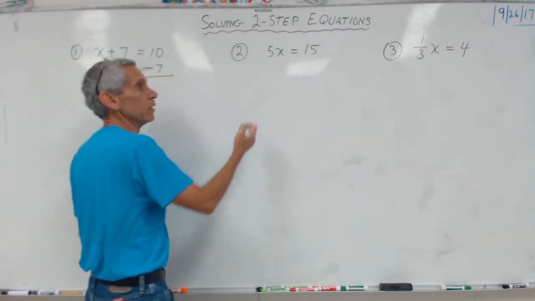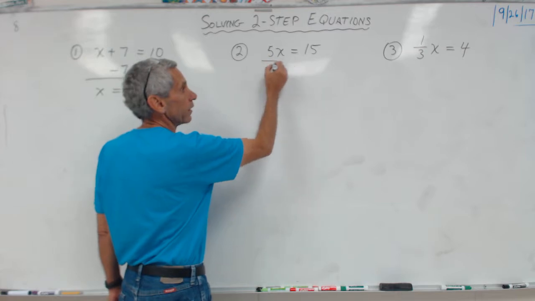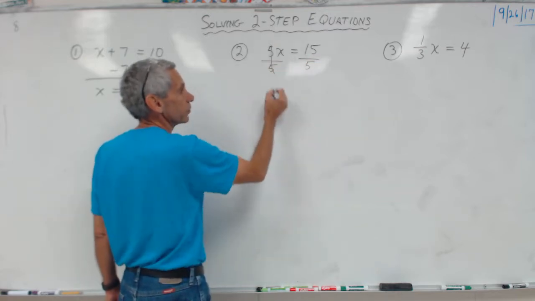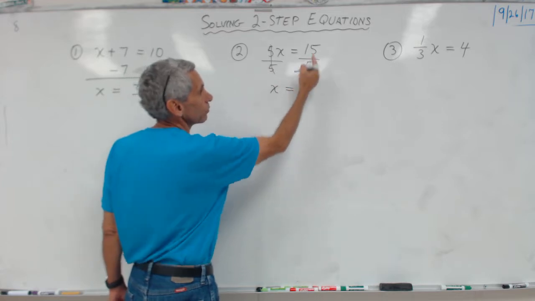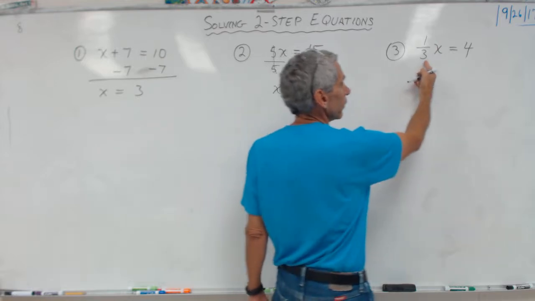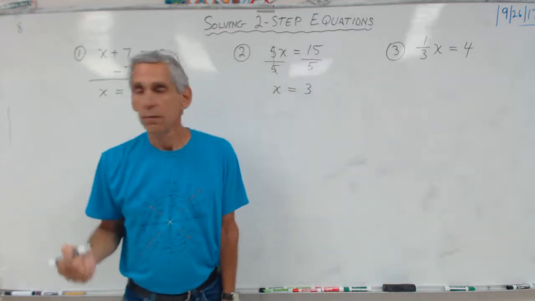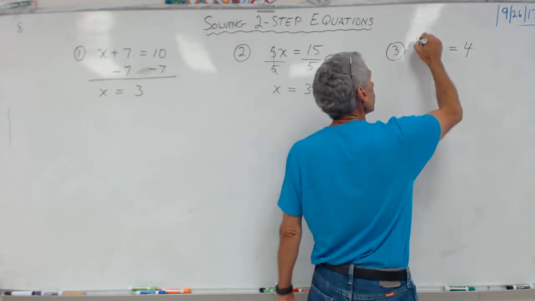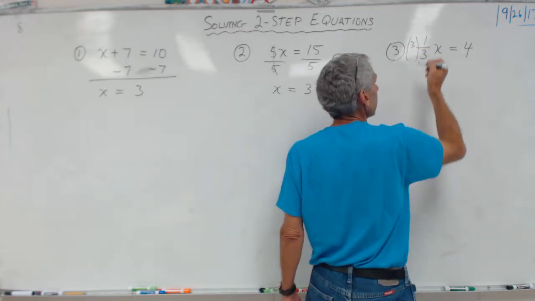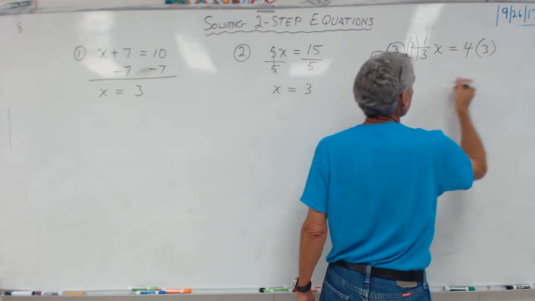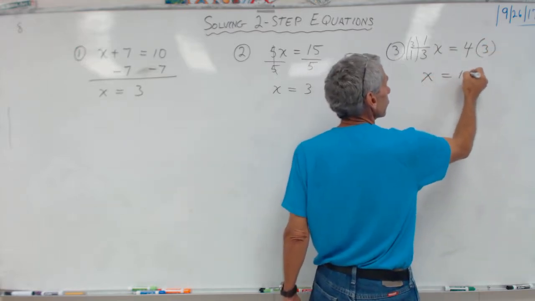What would I do here? You would divide by 5. Divide by 5. That gives me the 5's crossed out, and x is equal to 15 divided by 5, which is 3. What would I do here? Multiply times the reciprocal. So I'm going to multiply times 3 over 1, or just 3. So it gives me x is equal to 12.